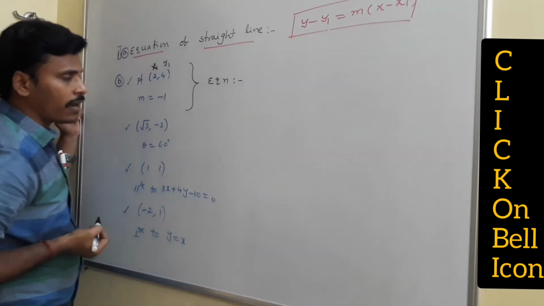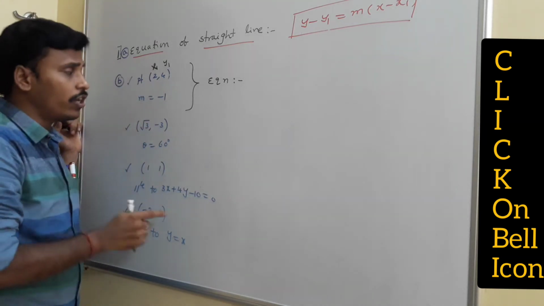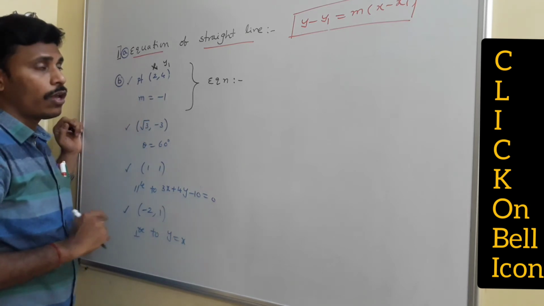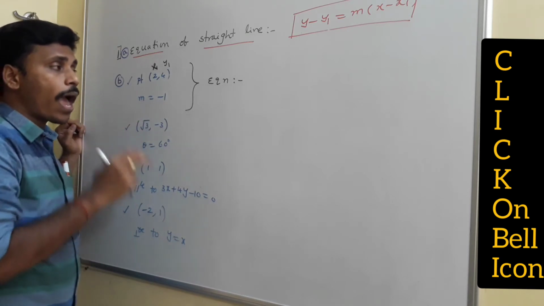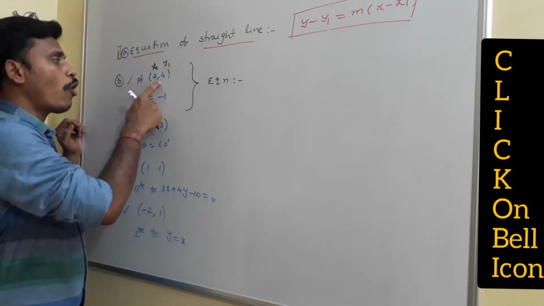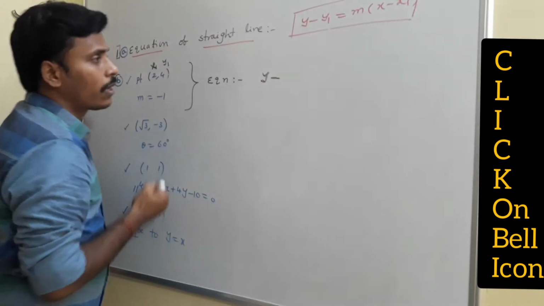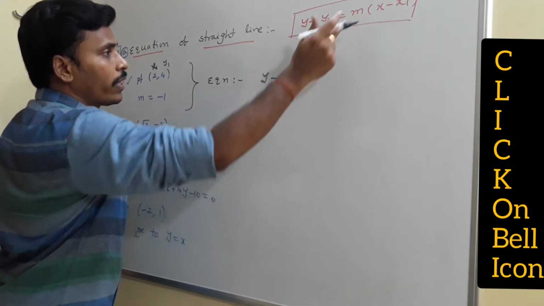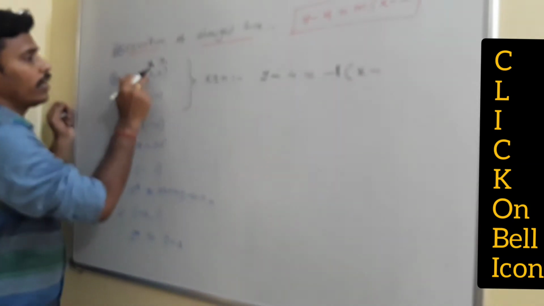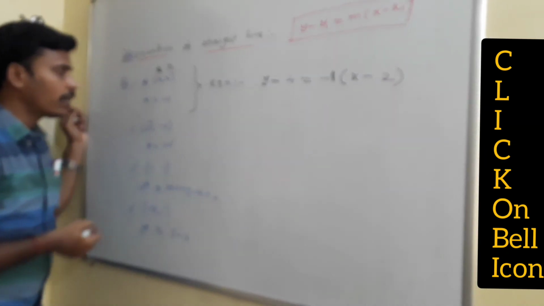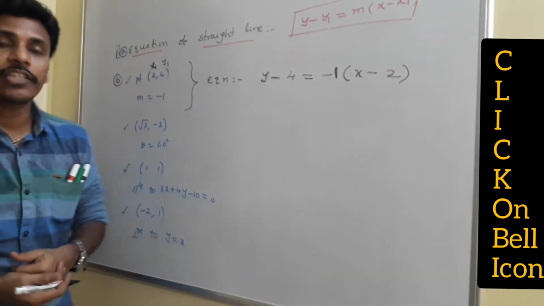In the coordinate plane, there is a line which passes through 2 comma 4. Actually there are infinite lines which pass through 2 comma 4, but among all those lines, surely there is one line with the slope minus 1. So now I am going to find the equation of such a line. The point is 2 comma 4 and the slope is minus 1. As per this formula, y minus y1 is y minus 4 is equal to m, the slope, given as minus 1, times x minus x1, which is 2. Look at this, it is very clear that y minus 4 is equal to minus 1 into x minus 2 is the equation of the straight line.